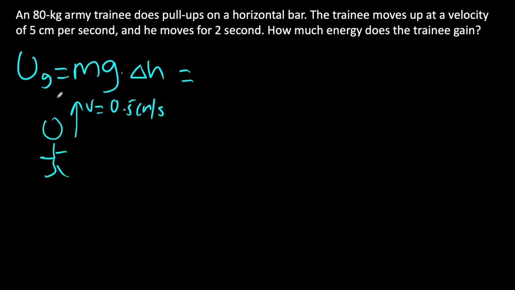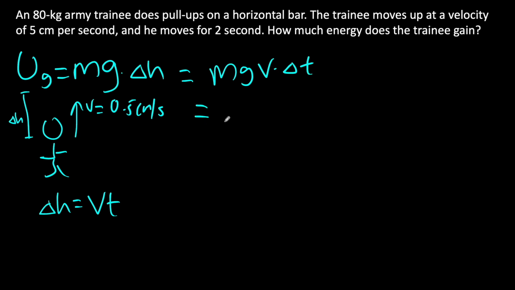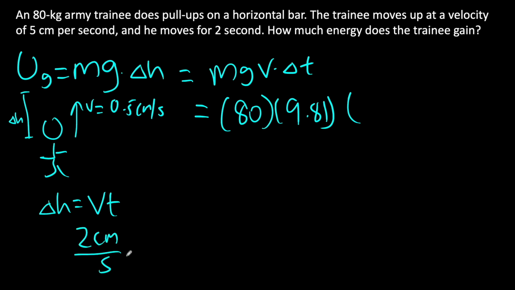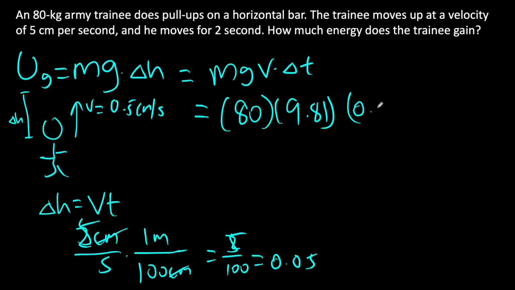So delta h is the amount of displacement he moves up, and so delta h is equal to velocity times time. So this equation becomes mg times v times delta t, right? And we know how to calculate this, so we just plug in numbers and do the unit conversion. So the speed in centimeters per second, you need to convert that to meters, right? We know 100 centimeters is equal to 1 meter, right? So this just cancels off. Oh, sorry, it's 5 centimeters per second. This is equal to 0.05 times 2.